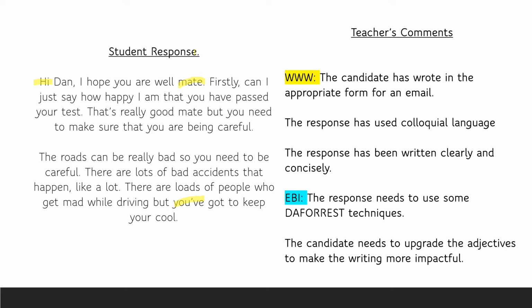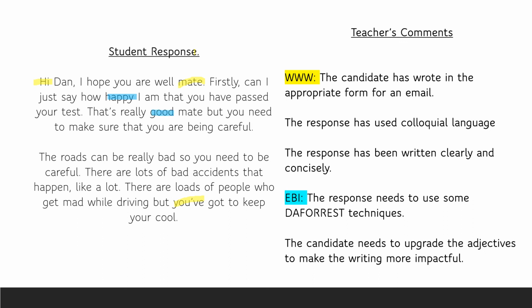So a thing to think about is, what are they really saying with the words? For example, can I just say how happy I am? So happy isn't really a bad adjective to use, but you could give a bit more enthusiasm with it, right? You could say, I'm overjoyed, I'm ecstatic, I'm really, really pleased, right? Something like that to really let them know that you are there for them, you're supporting them, you really have their back, and you're really going to be fighting in their corner, right? That's really good, mate. Good isn't the best adjective either. Okay?